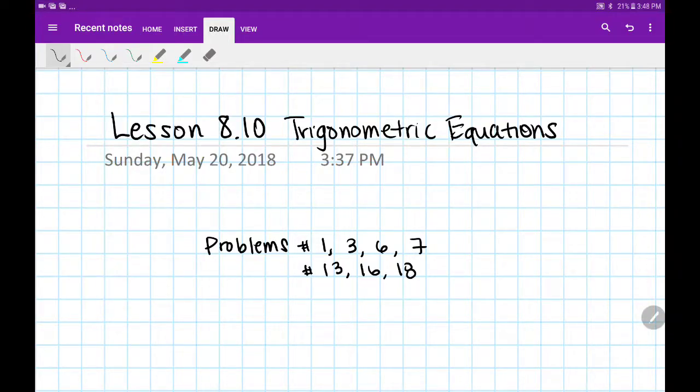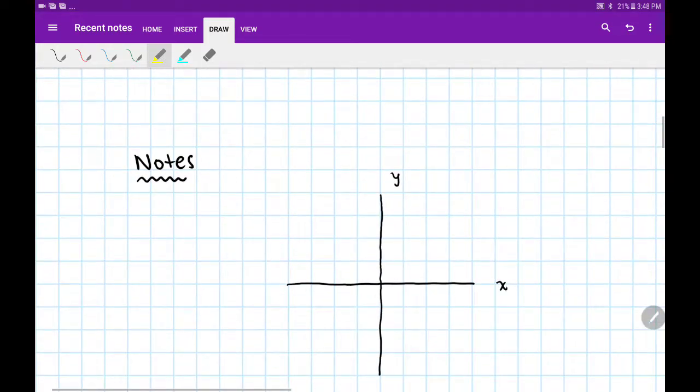Welcome to homework help for lesson 8.10. We'll be solving trigonometric equations, problems from the book. Okay, so let's start with some notes.